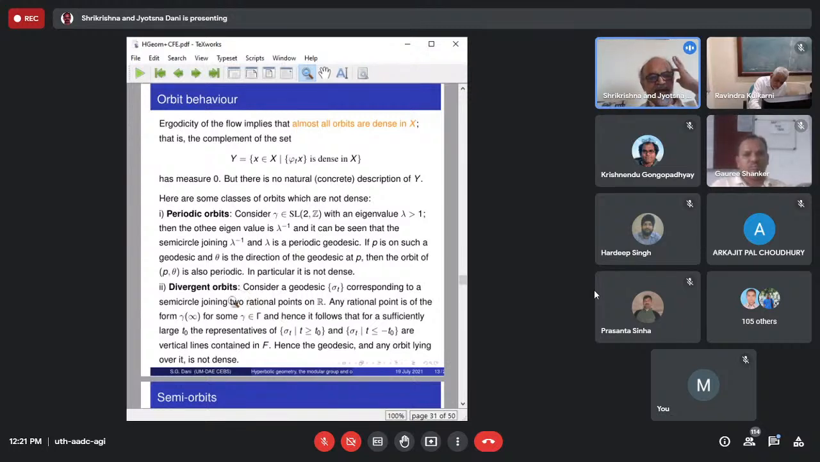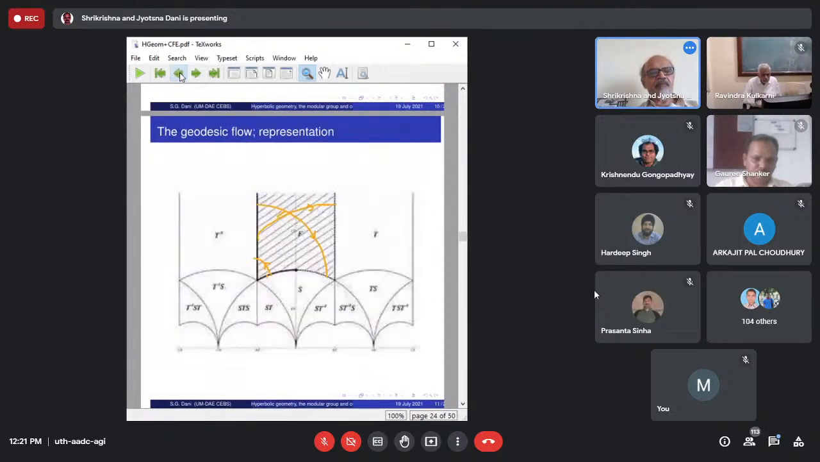There is another type. If it is periodic, then of course it is not going to be dense, because its closed periodic path is a certain compact set, and you will not reach anything outside that. Similarly, divergent orbits correspond to, let's look at the vertical lines here. For instance, if I take a vertical line, then this forward segment that I have is a closed subset of the surface, and so in particular it is not dense.